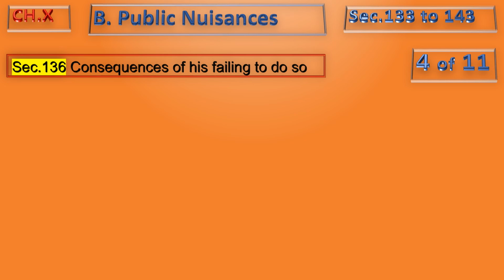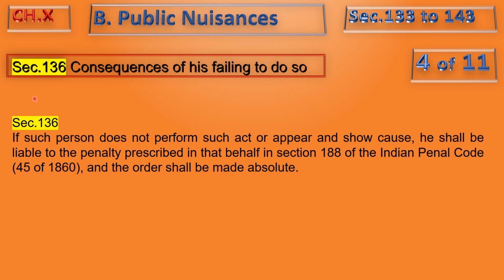Now we come to the fourth point of public nuisances, the consequences of his failing to do so as per the provision of section 136. Section 136 says, if such person does not perform such act or appears and shows cause, he shall be liable to the penalty prescribed in that behalf in section 188 of the Indian Penal Code, and the order shall be made absolute.